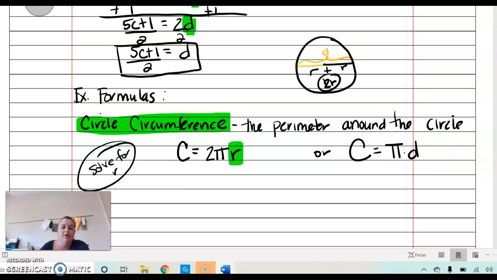What's happening to it? Oh, it's multiplied by 2 and pi, or you're multiplying by 2 pi. So what we're going to do is get rid of that. We're going to divide by 2 pi and divide by 2 pi. This leaves us with r is equal to whatever your circumference is divided by 2 pi.